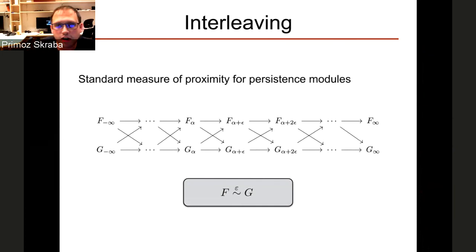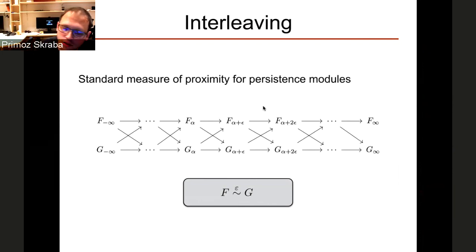So here, I'm not going to go through interleaving since I think it's well known enough now, but the point I want to make here is really that it's what we think of as the standard measure for proximity for persistence modules. The only thing I really want to point out is that I'm going to be using this notation, which is perhaps a bit non-standard, to say that F and G as persistence modules are epsilon-interleaved, right? And epsilon-interleaved means here that I can go forward by epsilon and then back, right? So this is really all that I want to say here in terms of defining interleaving.